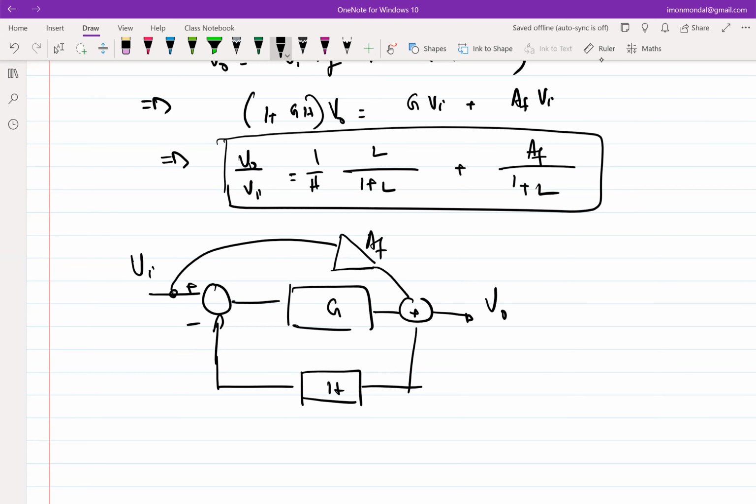So if the loop gain is infinity, again, what is the test? VE is 0. So this is Vi. Then this will be what? Vi by H, right? So as you can see, if the loop gain tends to infinity, the only thing that matters is how this guy is behaving, right? By how the input of the error amplifier is behaving, right?